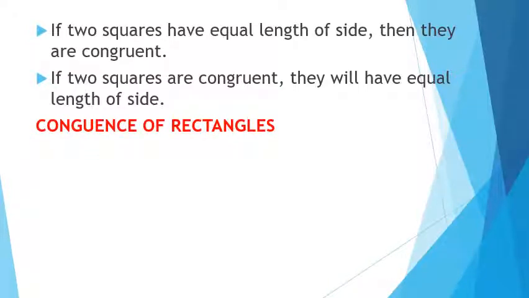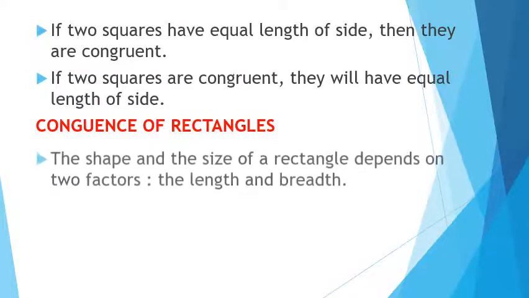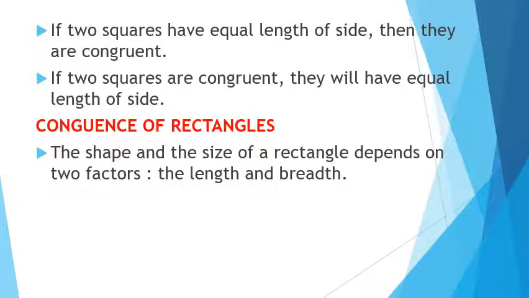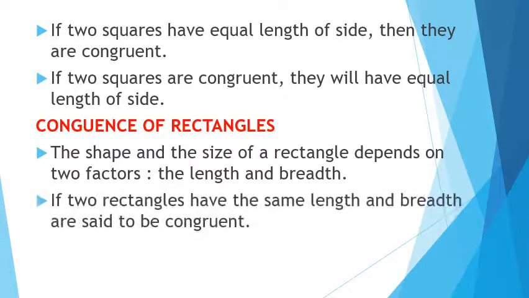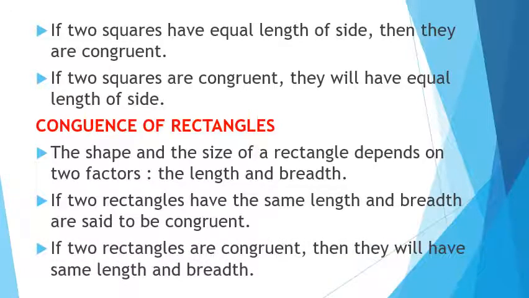Now we can see what is the condition for congruence of rectangles. As you know, a rectangle has two dimensions, length and breadth. So here the shape and size of the rectangle depends upon length and breadth. So if two rectangles have the same length and breadth, then they are said to be congruent. Similarly, if two rectangles are congruent, that means they will have the same length and breadth.